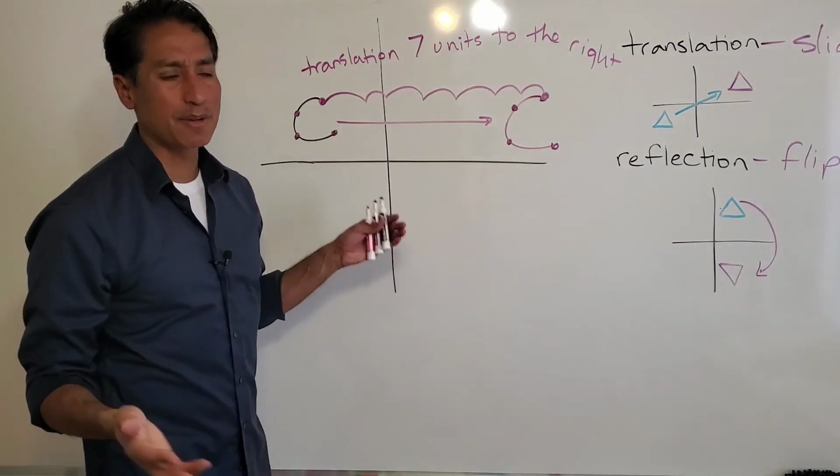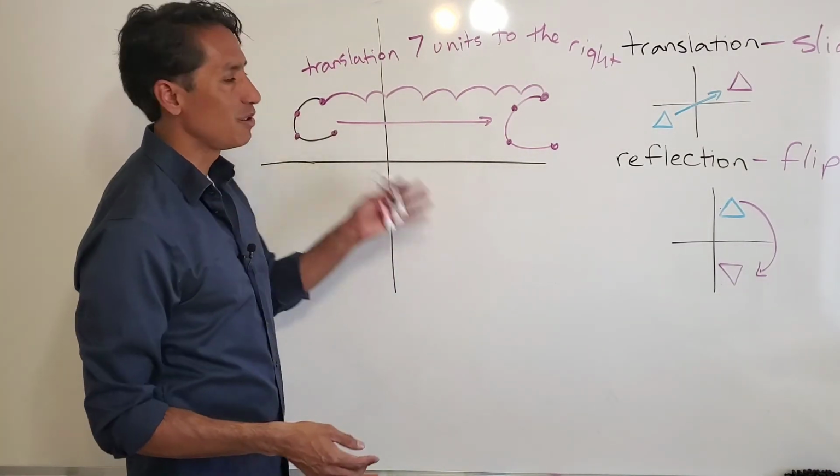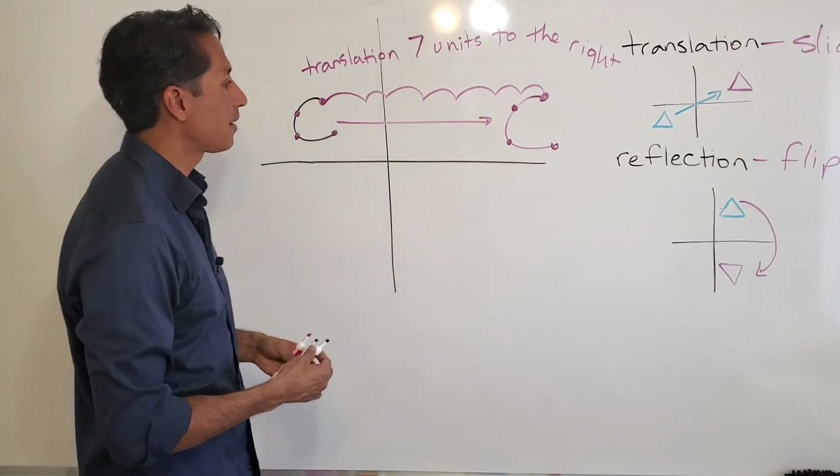Try not to use negative numbers. Try not to say like -7 units, okay? Try to just kind of use the format that the book is doing, okay?